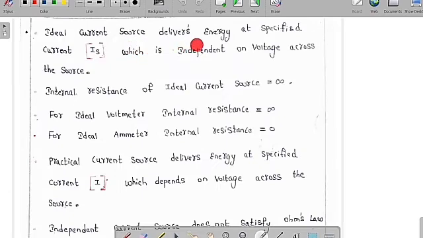An ideal current source delivers energy at a specified current Is. Always, the ideal current source has a constant current Is, which is independent of the voltage across the source. No matter what the source voltage is, the current will always be equal to Is, and it has an infinite amount of internal resistance. Just now I told you, for an ideal current source, the internal resistance is infinity. For an ideal voltmeter, the internal resistance is infinity, and for an ideal ammeter, the internal resistance is 0. These are the basic points.